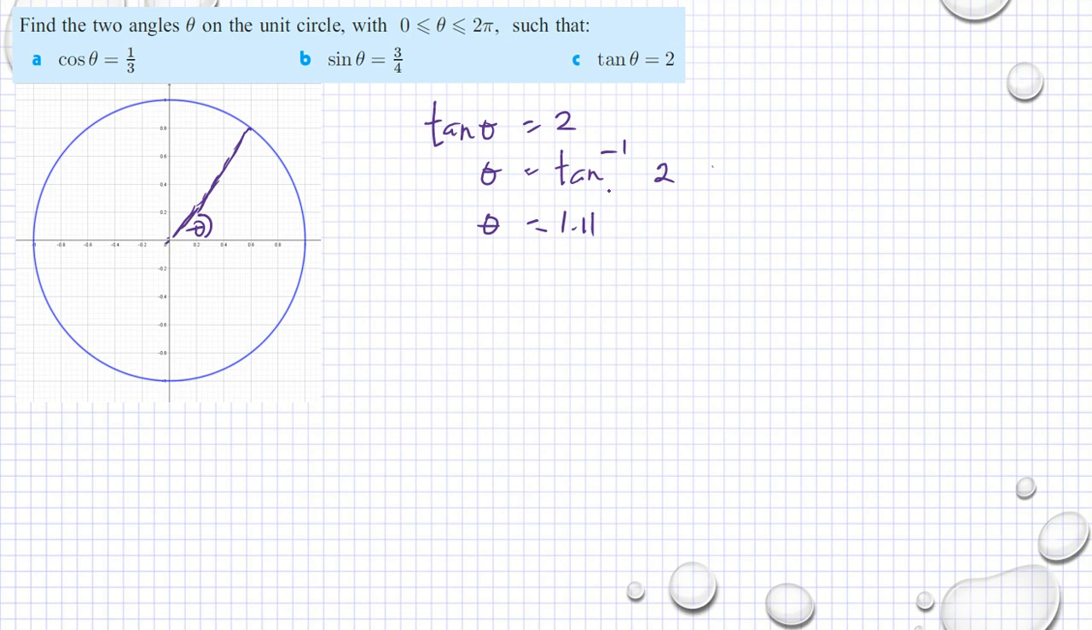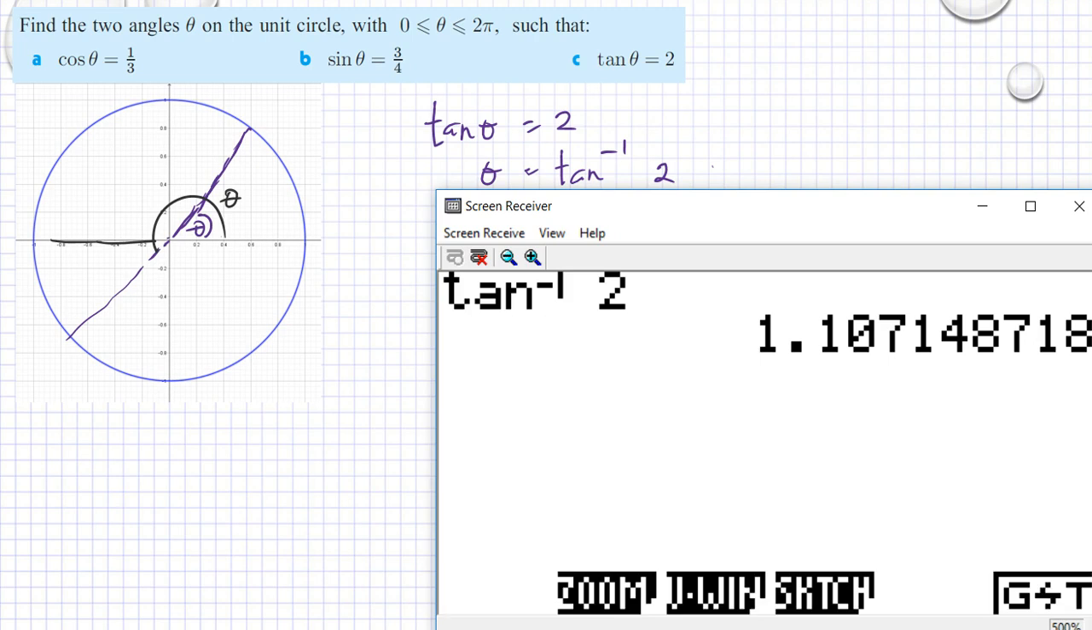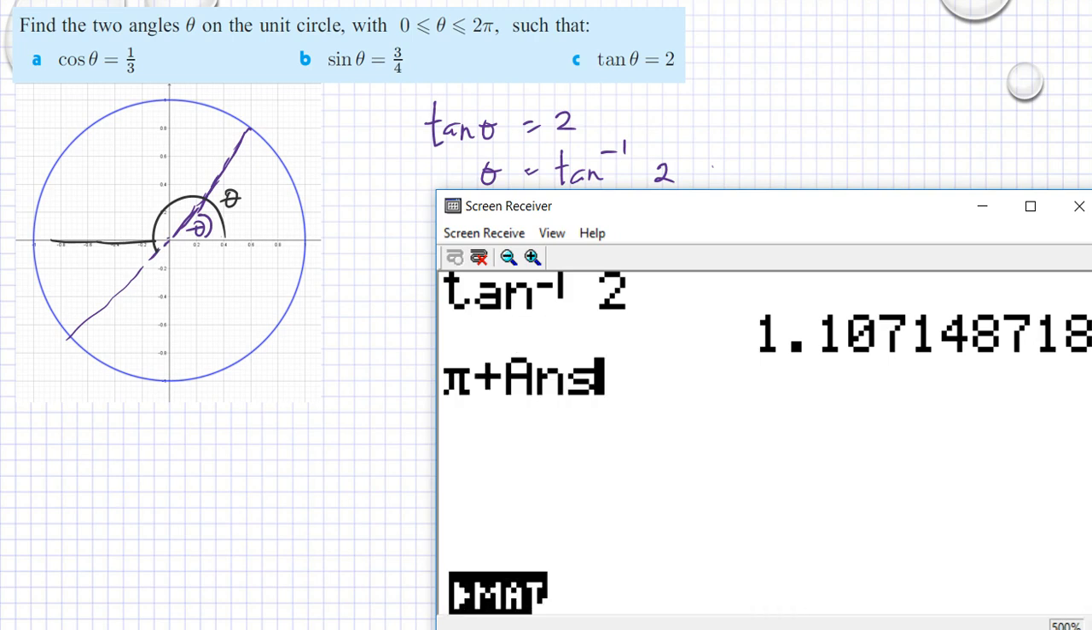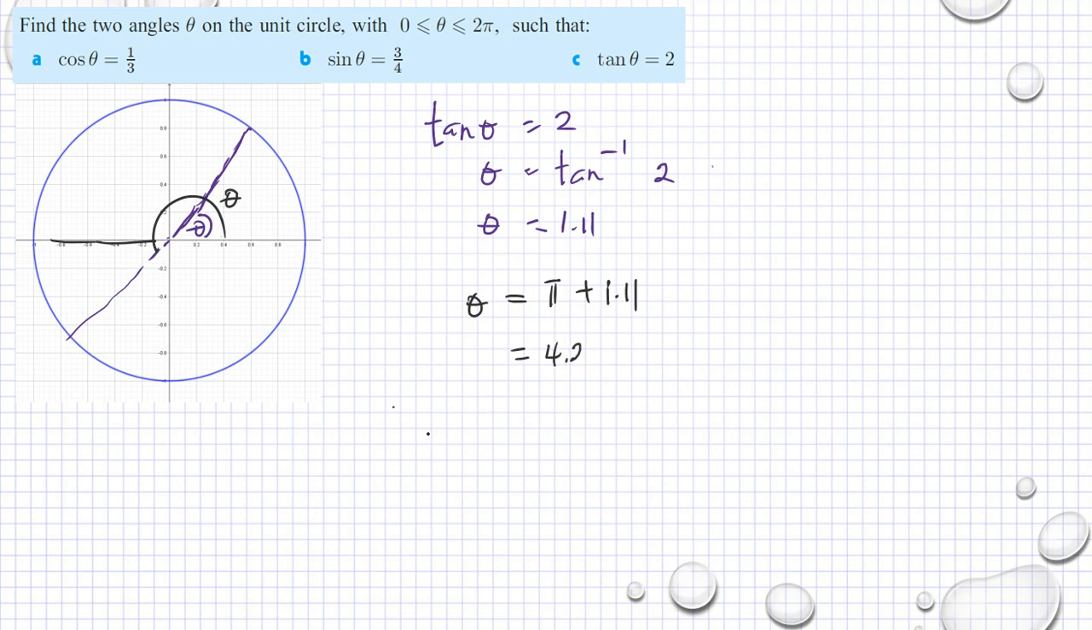That means that's my theta. So if I continue here, then I have another theta. Okay. So that means this up here is pi. So my gray one now is pi plus 1.11. So shift pi plus shift answer. Then we have 4.25. Theta.